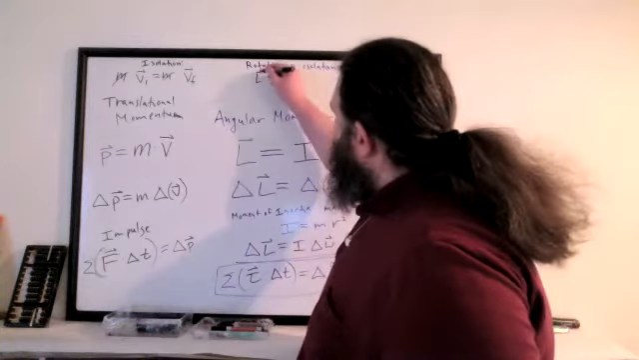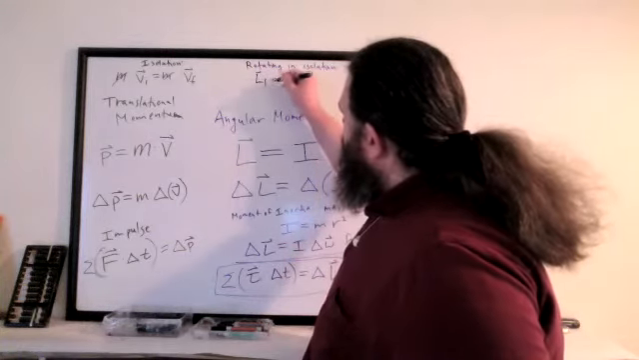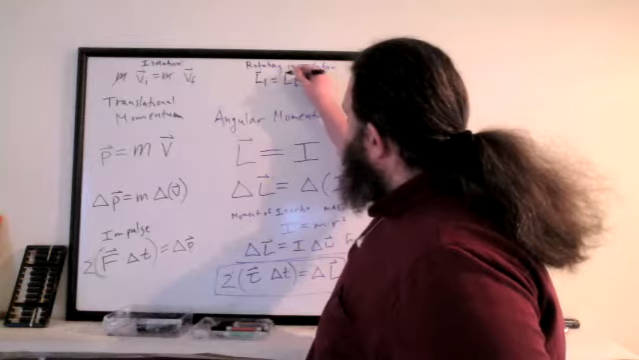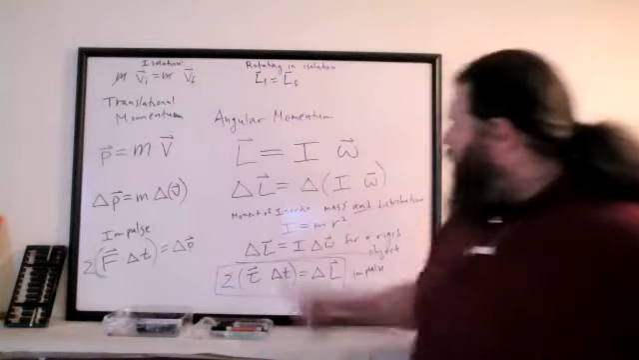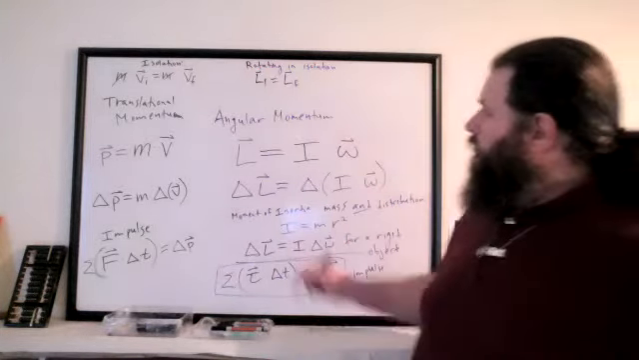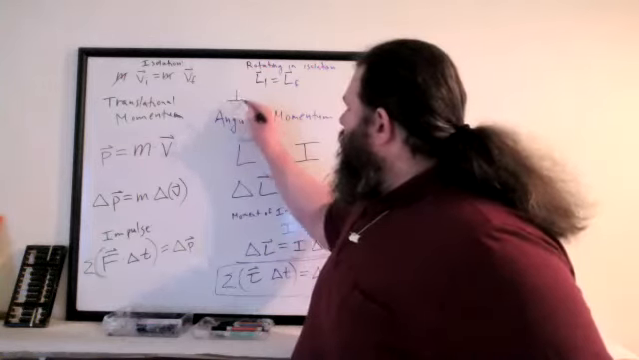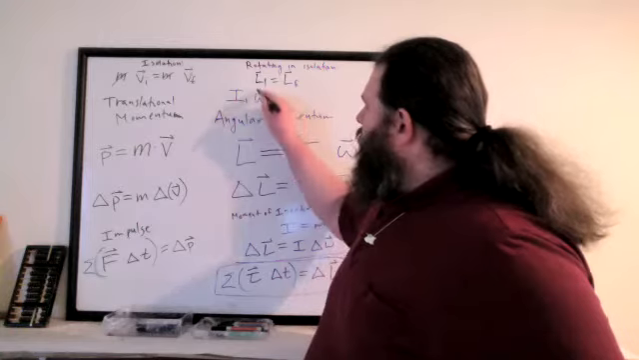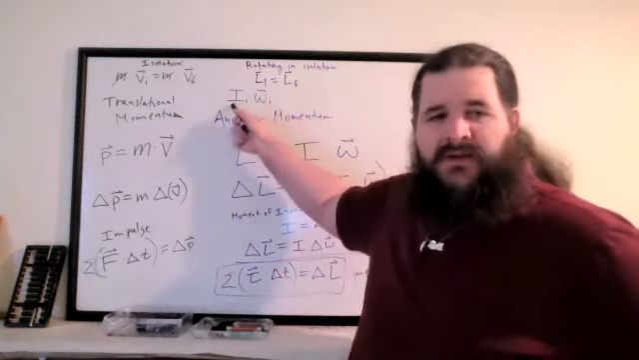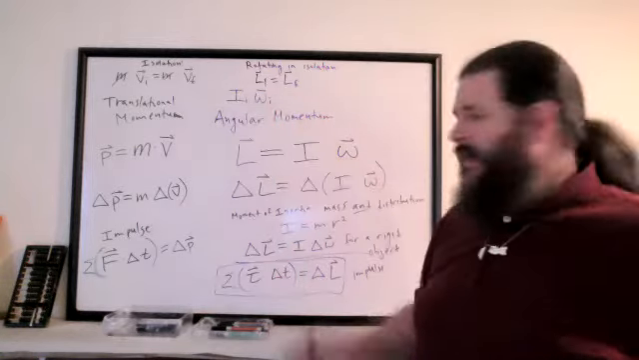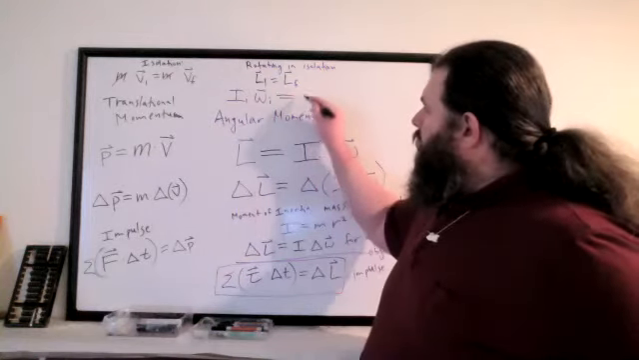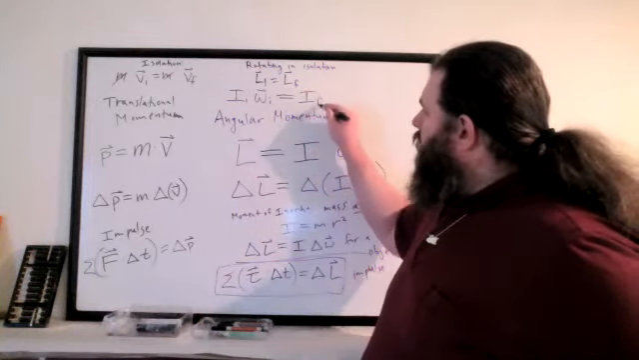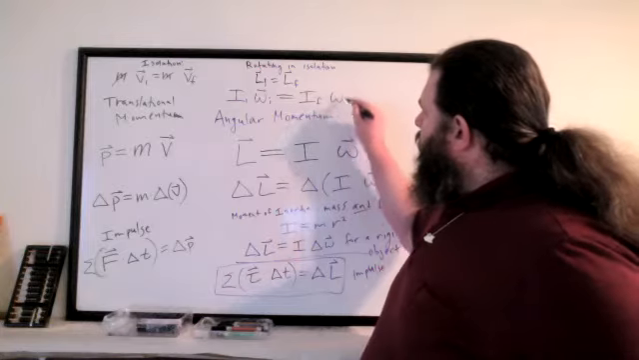Angular momentum initial equals angular momentum final. But if we fill in I times omega for each one of those, initial moment of inertia times initial angular velocity, mass and how it's distributed times how much it's spinning at the beginning, has to equal moment of inertia final times final angular velocity.